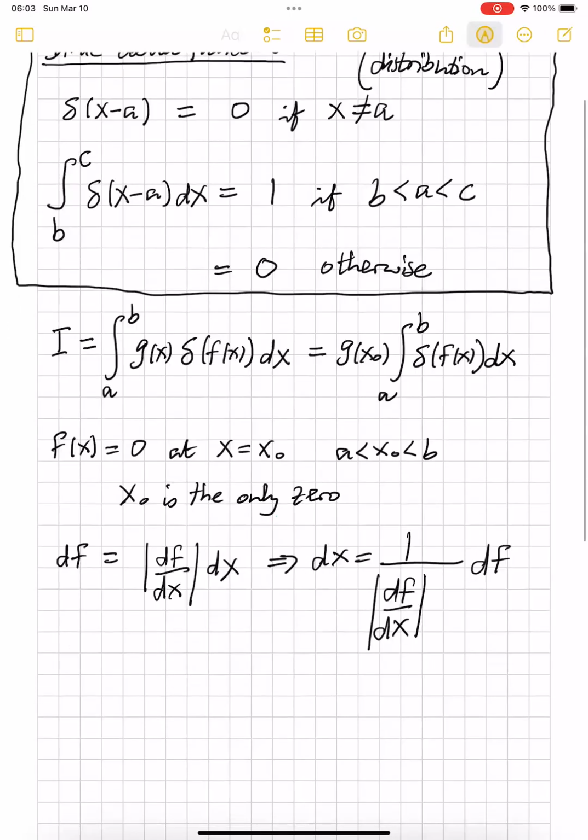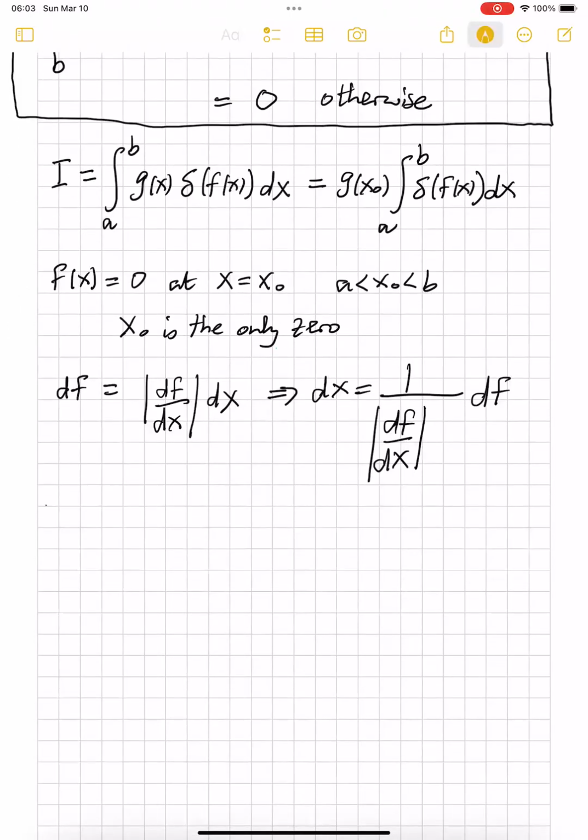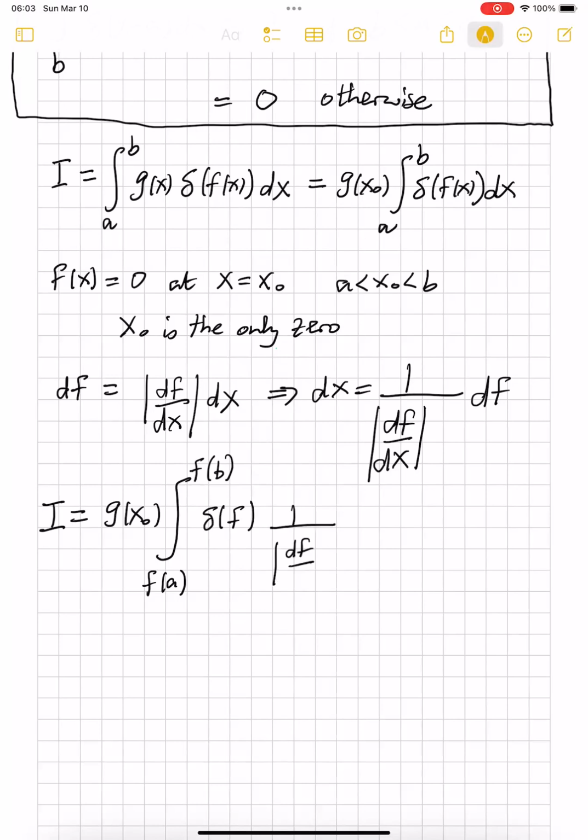And we can do that by noting that df is equal to the mod of df dx times dx. I need the mod here because I want the measure dx and the measure df to be positive. So then rearranging a little, I know that dx will be equal to 1 over the mod of df dx times df. Good. So if I look at the integral I, well, I is now equal to the integral of g of x naught. I would be integrating between two values of f. When x is a, f is f of a, and when x is b, then f is f of b. And then we've got delta of f, and then we've got dx, which is 1 over the mod of df dx times df.